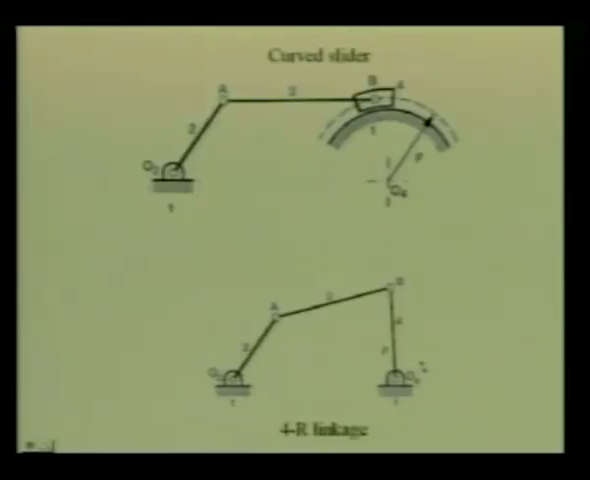The next figure shows another 4-link mechanism: 1, 2, 3 and 4. There is a revolute pair at O2 between link 1 and 2, at A between link 2 and 3, and at B between link 3 and 4. But 4 is a curved slider and it is sliding over the cylindrical surface which is also fixed, that is given the number 1. The question is, what is the kinematic pair between link 1 and 4?